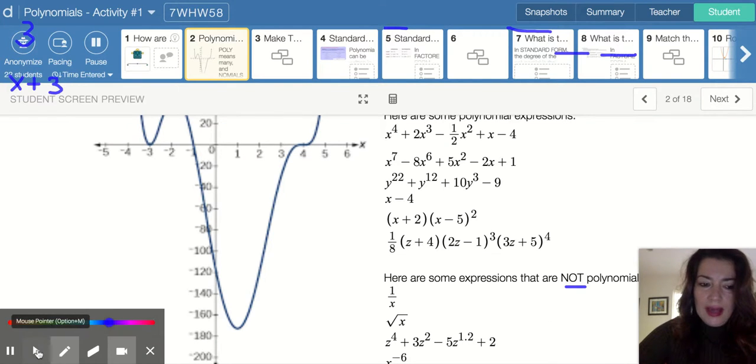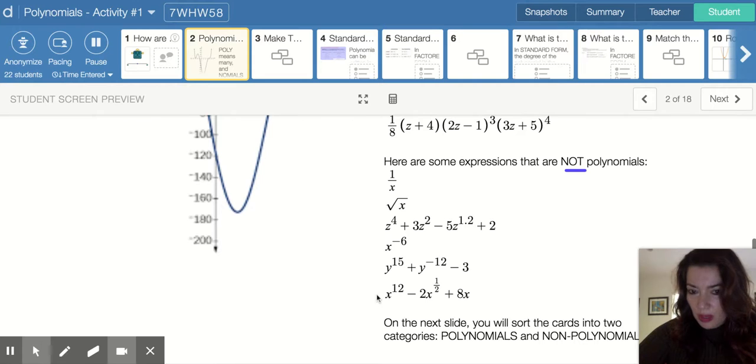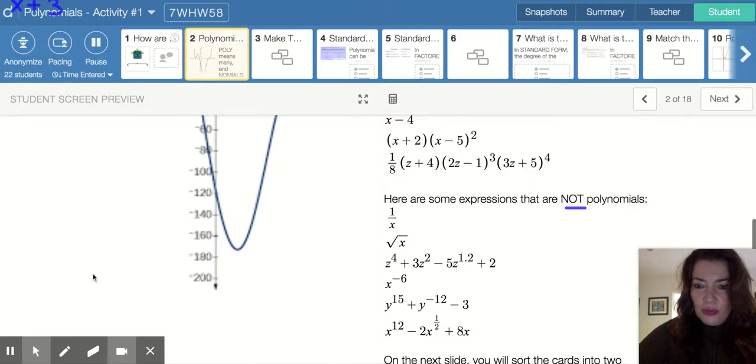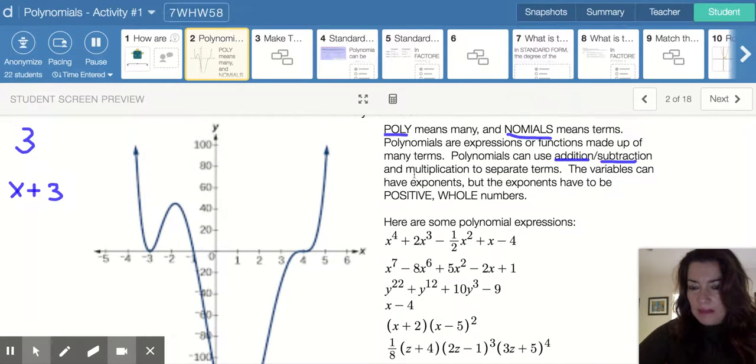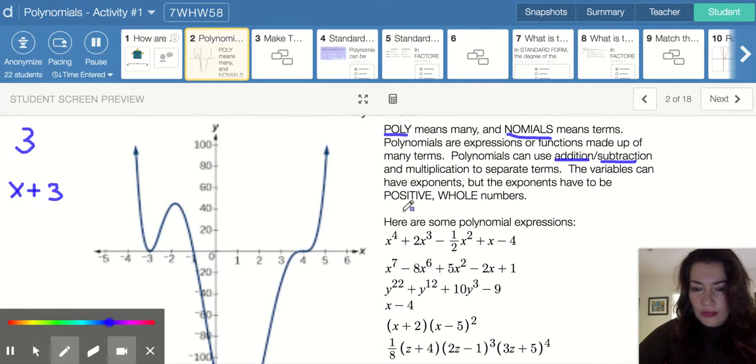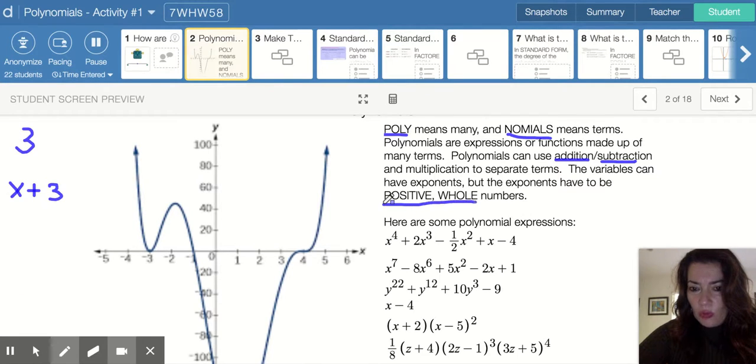So looking at the examples below, these are not polynomials. Now, why are they not polynomials? If you remember what it says up here, polynomials have to have positive whole numbers as exponents. So if there is an exponent in the polynomial, for example, you don't have to have an exponent, but if there is one, it needs to be positive and it also needs to be a whole number. So in other words, no decimals or negative numbers allowed for exponents.